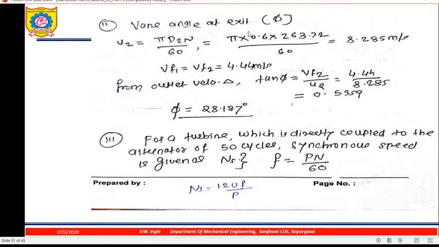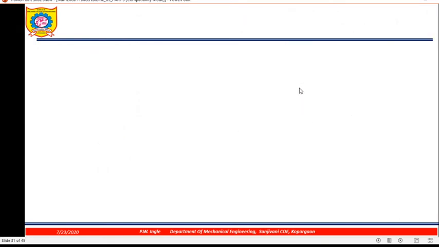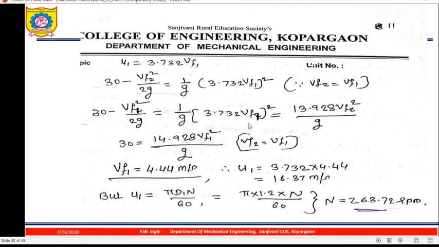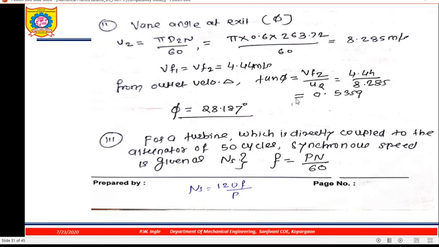Now the vane angle at exit. U2 is pi D2 N by 60. Vf1 equal to Vf2, so we have to use tan phi. What is tan phi? Tan phi is opposite upon adjacent, Vf2 upon U2. So we have to find U2, and then we get the phi angle.